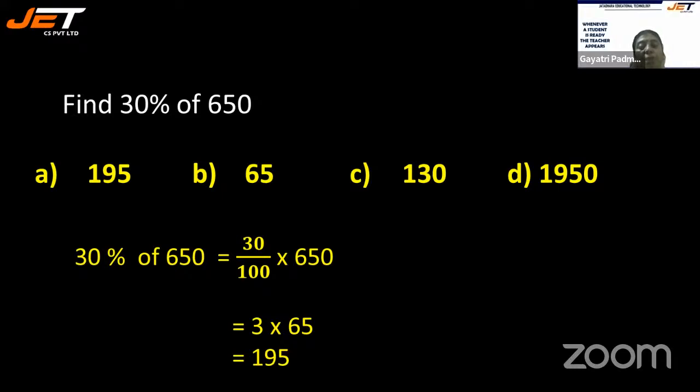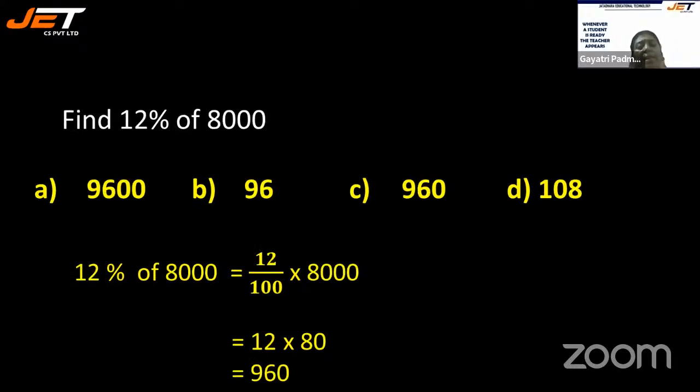All right. So 30 by 100 into 650, which is 195. So your option A should be the correct one. All right. See the next one. Find 12% of 8,000. So what is 12%? 12% is nothing but 12 by 100 into 8,000, which is 960. So therefore your option C must be the correct answer.